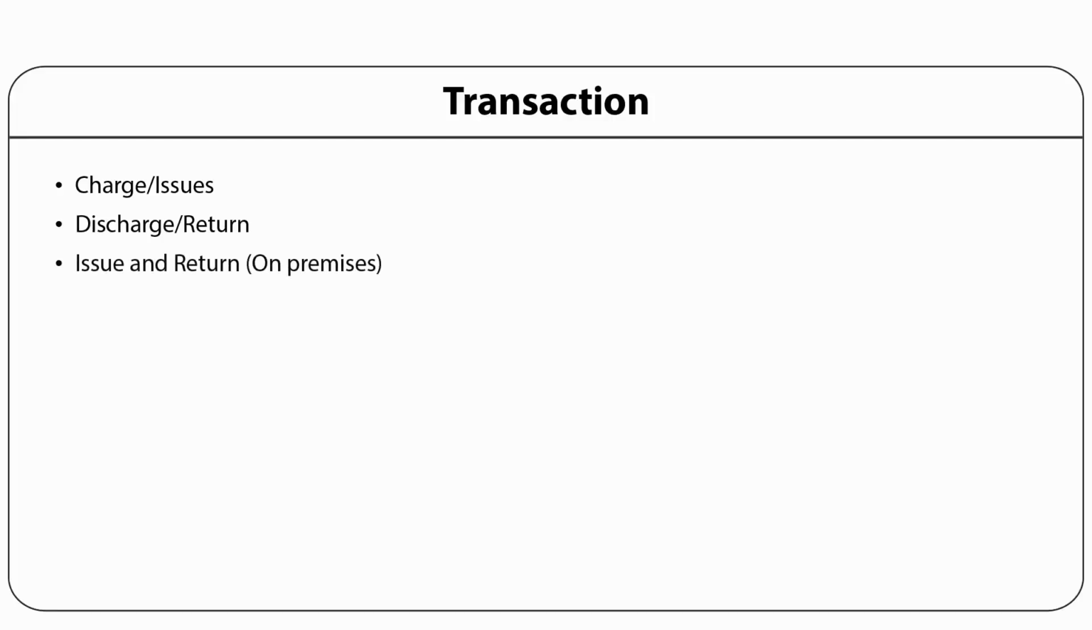Number 3, issue and return on premises. On-premises issue is a typical transaction that facilitates issue of items within library premises or in the reading room. For photocopying or overnight issue, just enter the accession number and click on return button to take back the book issued on premises.